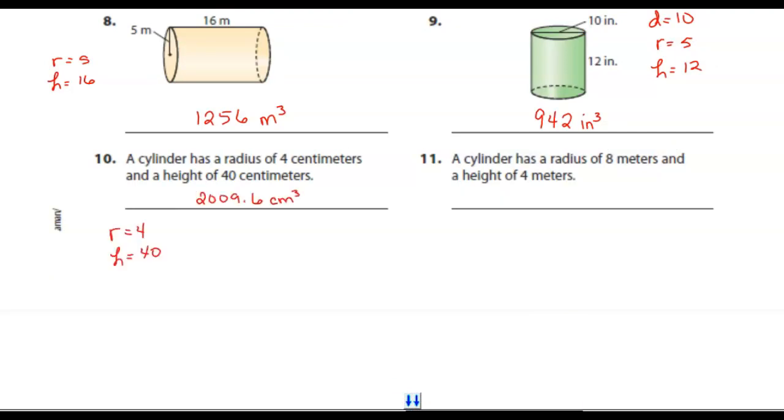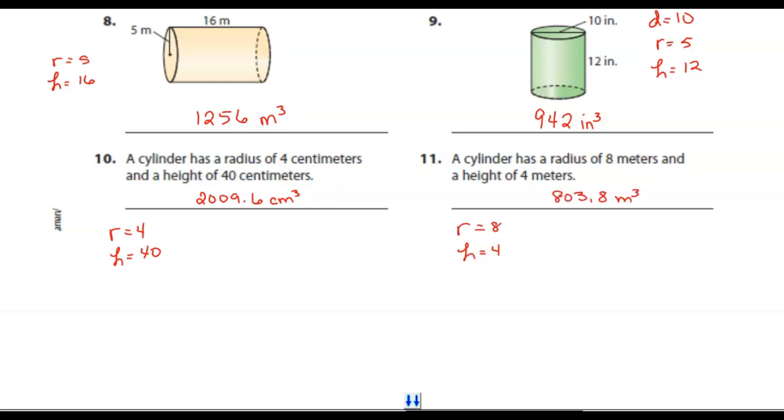On number 10, you should have noticed that there was a radius of 4 and the height of the cylinder was 40. So you take 3.14 times 4 squared times 40, you get 2,009 and 6/10 cubic centimeters. Last one, take a look at number 11. A cylinder has a radius of 8 meters and a height of 4 meters. Find the volume.